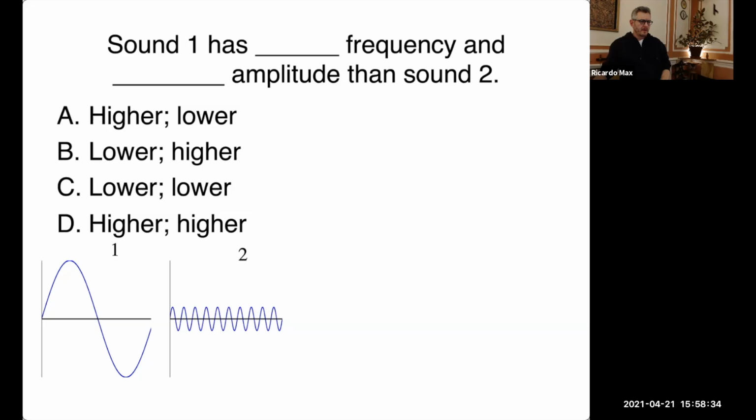So this one has a lower frequency and a higher amplitude, that's sound 2. So it was an easy one. Almost everybody got it right. Let me close it. Where were we? We are here. Okay.